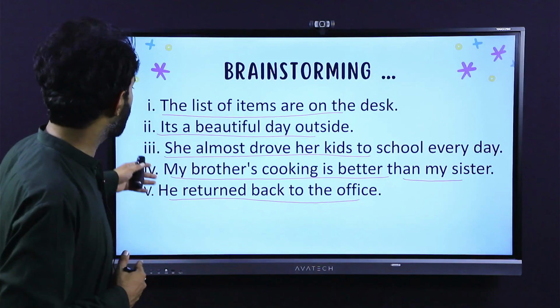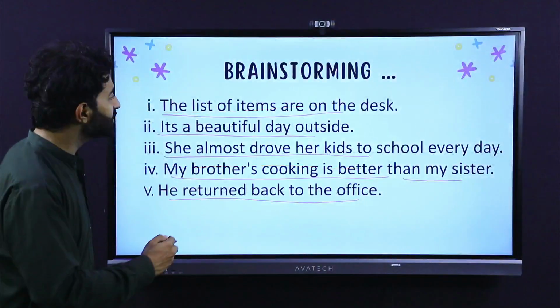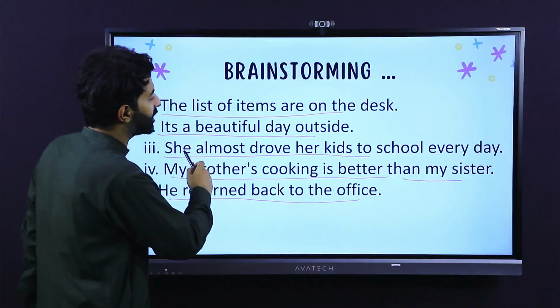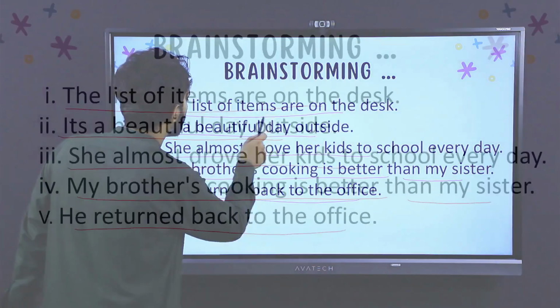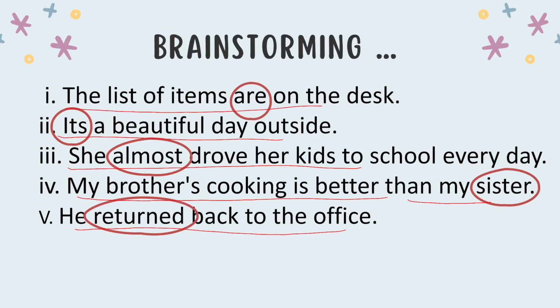Okay, thank you, Sadia. I'll just tell you in a while what the mistake was. So, in the first sentence, the list of items are on the desk. Now, we are talking about one list over here. You can see all these circled things. Now, we are talking about just one list. So, there should be is rather than are, right?